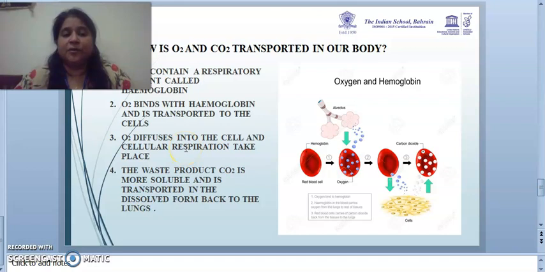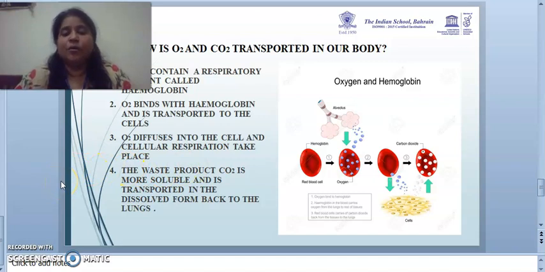After the respiration process, the waste material, that is carbon dioxide, diffuses back into the capillaries. Now this carbon dioxide may sometimes be transported with the help of hemoglobin, or, since it is more soluble in blood, it can be transported directly through the blood back to the alveoli, diffuses into the alveoli and is thrown out through the respiratory system.